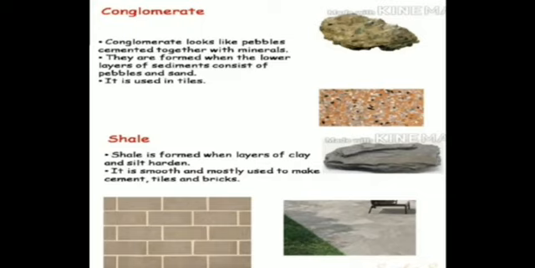Next, conglomerate. Conglomerate looks like pebbles cemented together with minerals. They are formed when the lower layers of sediments consist of pebbles and sand. This type of rock is used in tiles. Next, shale. Shale is formed when layers of clay and silt harden. Shale is found as sticky soil on the banks of rivers. It is smooth and mostly used to make cement, tiles and bricks.